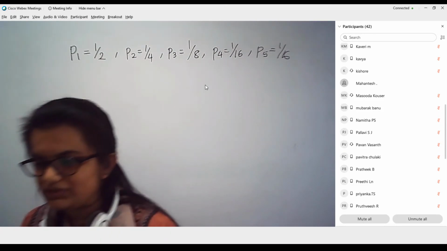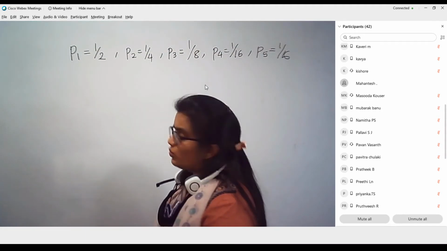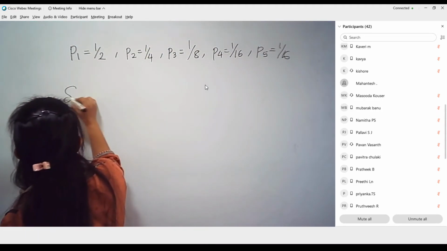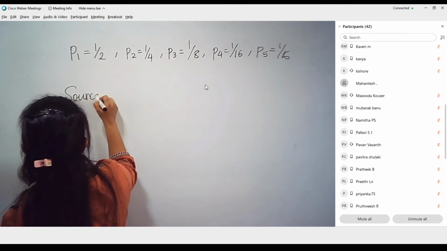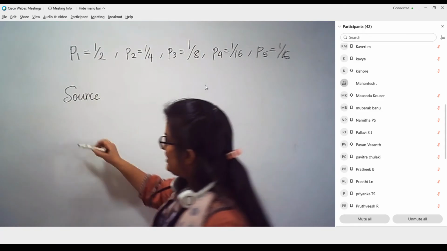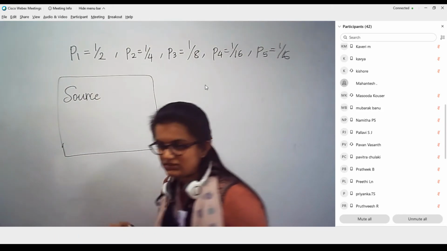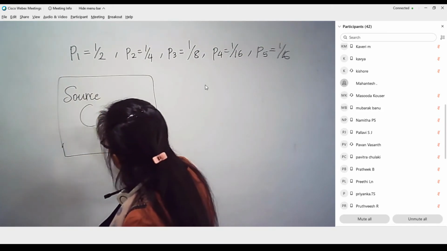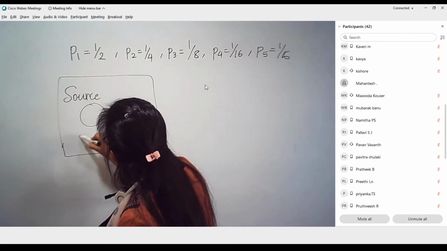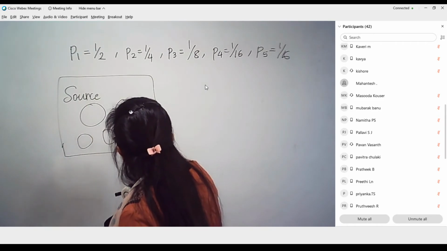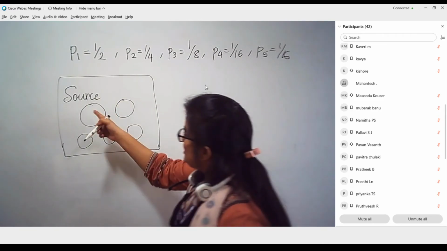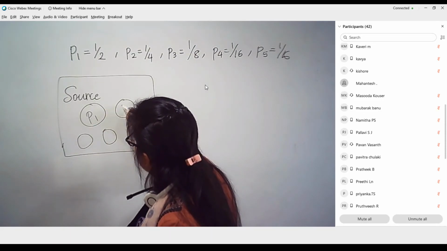Okay, so please observe here. Whenever I see a source, it is something like a larger set. A discrete source is a large set. Each alphabet will be an independent event like this. Each independent event will have its own probability of occurrence.